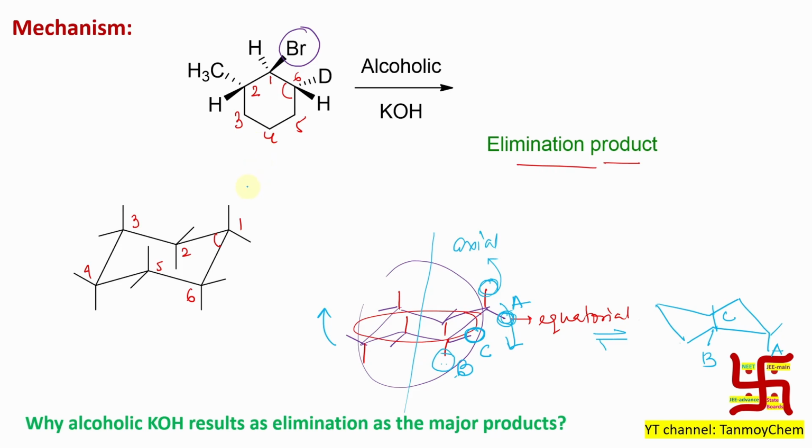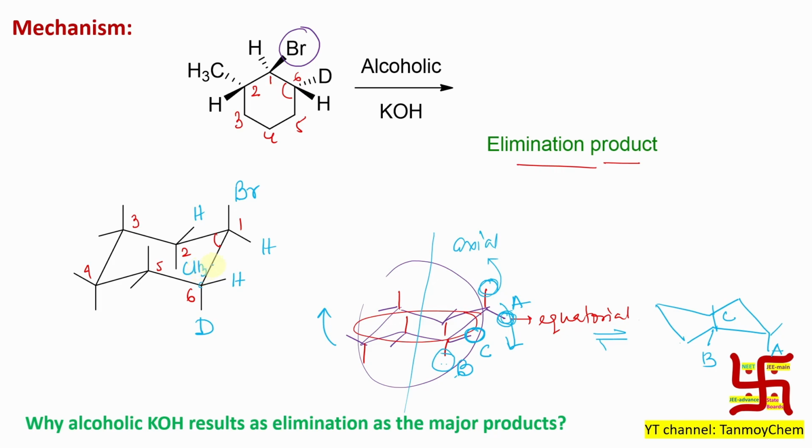Here bromine is top, meaning hydrogen is down. Now at carbon number 6, deuterium is down and hydrogen is top. In this case this carbon is top, so that's why this is hydrogen, and deuterium is down. Now at carbon number 2, hydrogen is top, so methyl is down.